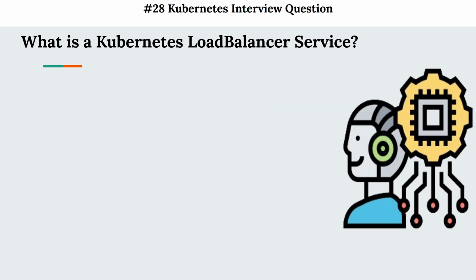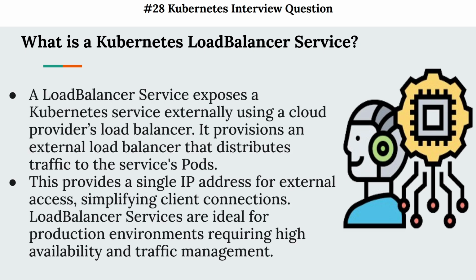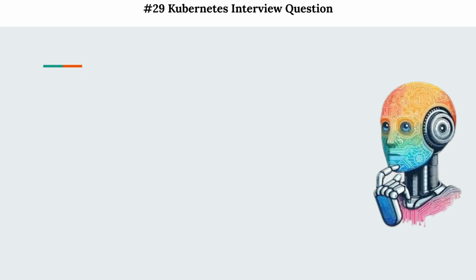What is a Kubernetes load balancer service? Let's see the answer. A load balancer service exposes a Kubernetes service externally using a cloud provider's load balancer. It provisions an external load balancer that distributes traffic to the service's pods. This provides a single IP address for external access, simplifying client connections. Load balancer services are ideal for production environments requiring high availability and traffic management. Let's move to the 29th question.